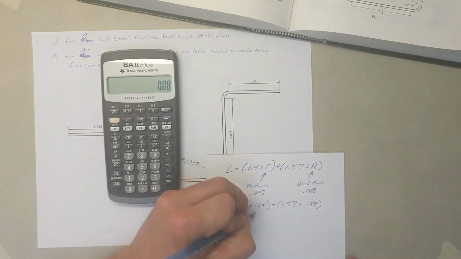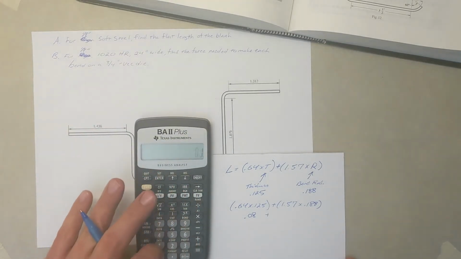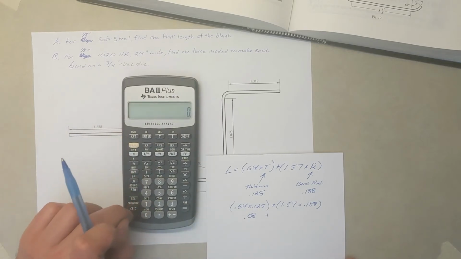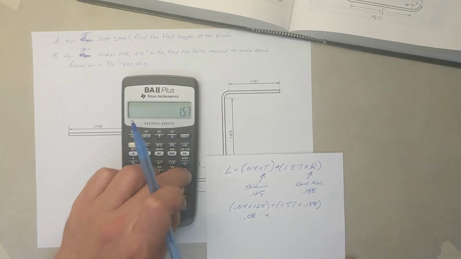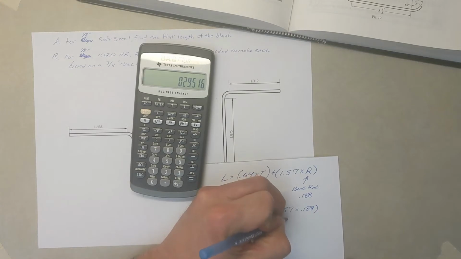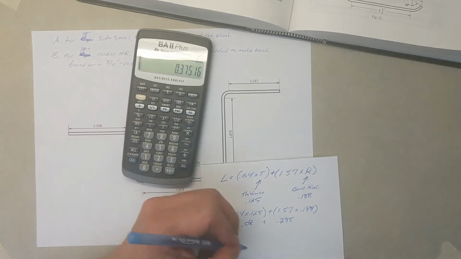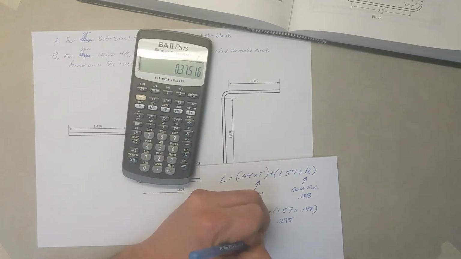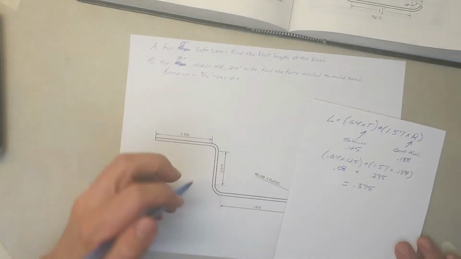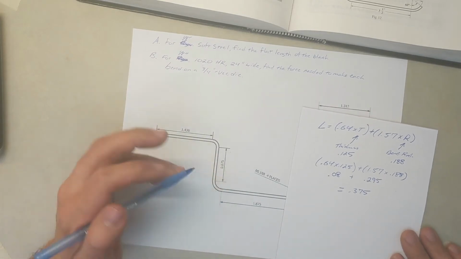We can get out our calculator here. We get 0.08 plus 0.295, and that gives us a bend radius allowance of about 0.375. So that means for each bend, we need about 3/8 of an inch to allow to make the flat blank.